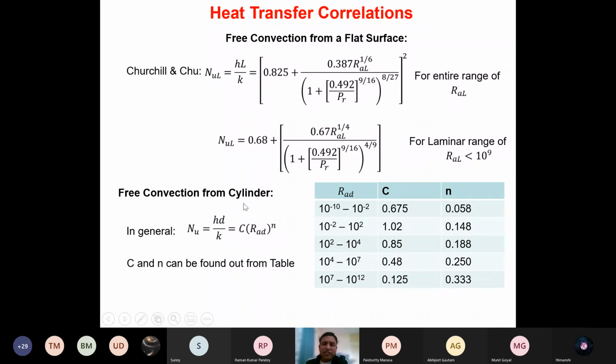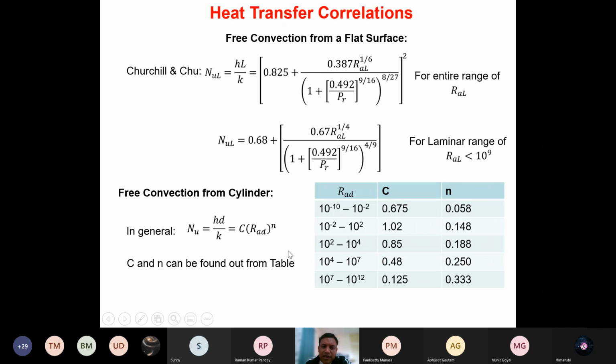Again, for free convection from the cylinder, one can use a power law type of relation also, where we can have a Nusselt number related to the Rayleigh number calculated in terms of diameter raised to the power n, where C and n are the parameters which you can obtain depending on the range of the Rayleigh number which you have obtained, isn't it? So depending on the range of the Rayleigh number, one can select C and n and use it in this equation and calculate the heat transfer coefficient. Clear?